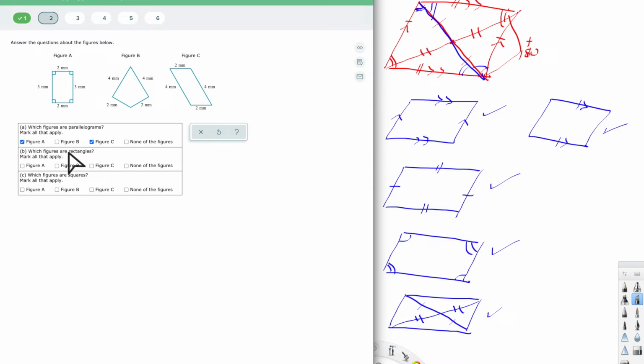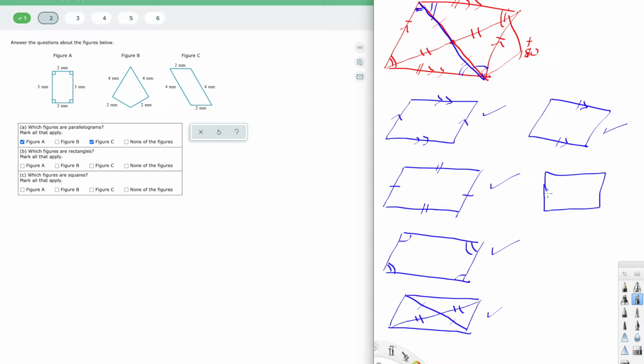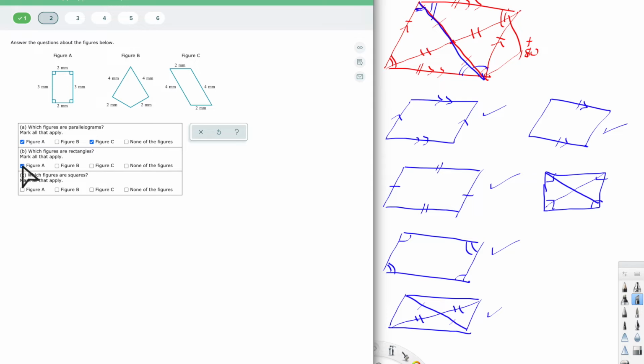All right, so which figures are rectangles? Remember, rectangles are special parallelograms that have right angles, so all 4 right angles. And the other bit that's special about rectangles, which doesn't come up in this diagram, but I've seen it in other diagrams, is that the diagonals are not only bisecting each other, but they are congruent in a rectangle. So if we have 4 right angles on a parallelogram, I already know it's a parallelogram, and I have 4 right angles, that is a rectangle. I don't have right angles on the other 2, so those will not be rectangles.